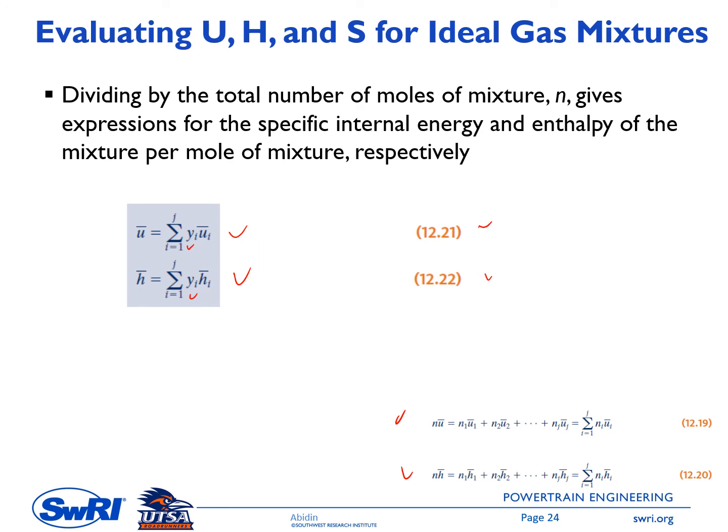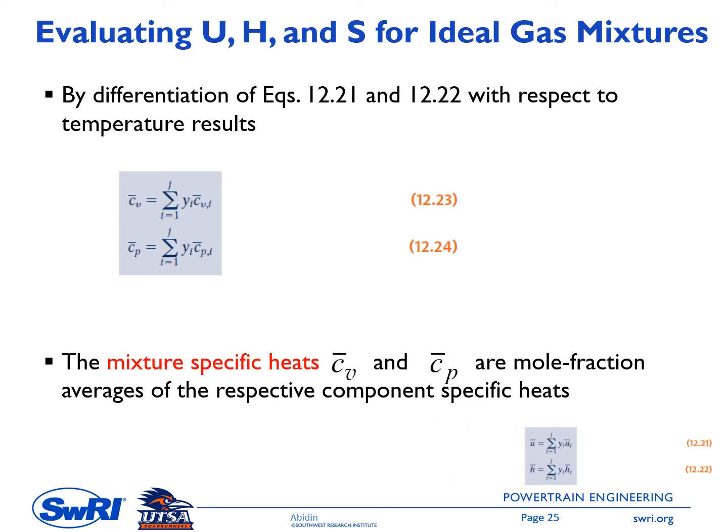By differentiation of equation 12.21 and 12.22, shown at the bottom right, with respect to temperature, will result in these two equations. The first one is the equation for Cv, the second one is the equation for Cp. Cv is the specific heat at constant volume, and Cp is the specific heat at constant pressure.